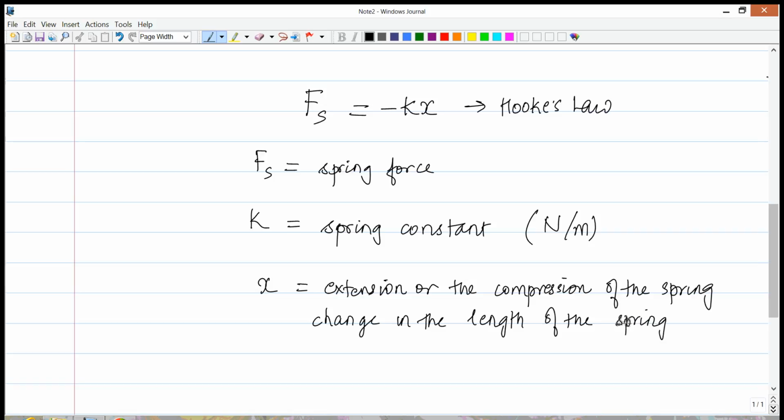Now the negative sign here is something very, very important. It has a very specific meaning. Although in equations we will not use it because we'll already know the direction of the spring force, it has a very specific meaning.